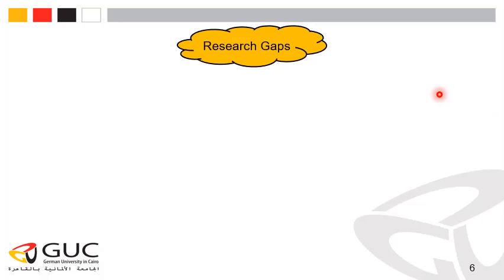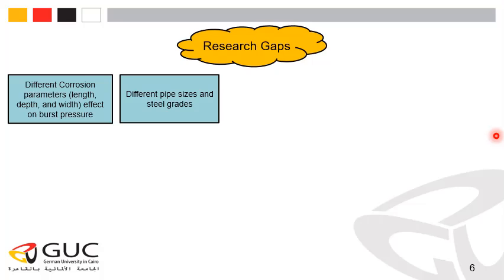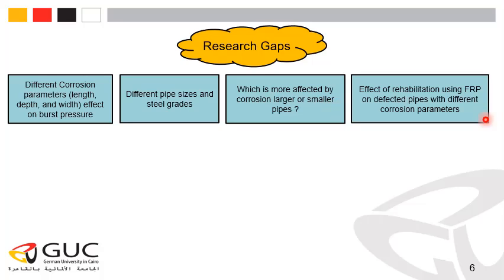Now I will talk about some research gaps that I found while reviewing previous studies. Different corrosion parameters like length, depth, and width, and their effect on the burst pressure, were not studied in depth. Previous studies didn't take into consideration different pipe sizes and steel grades. Which is more affected by corrosion, larger or smaller pipes?